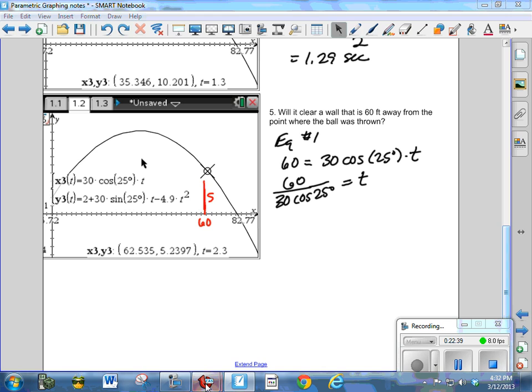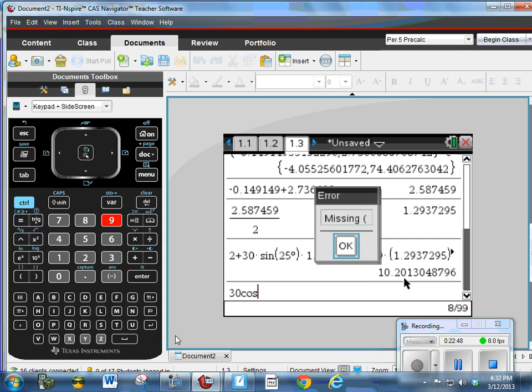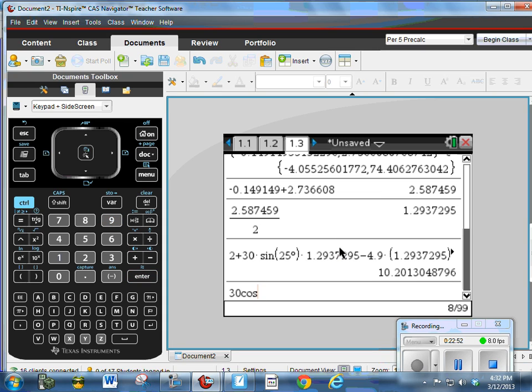And let me see what that is. So 30 cosine 25. Let's see. Oh, hang on. Once again, let me pause and come back.